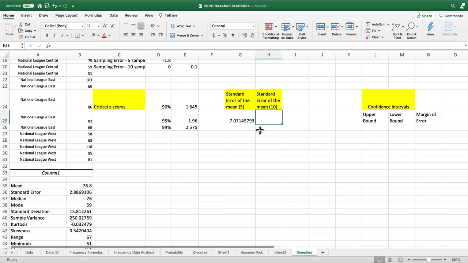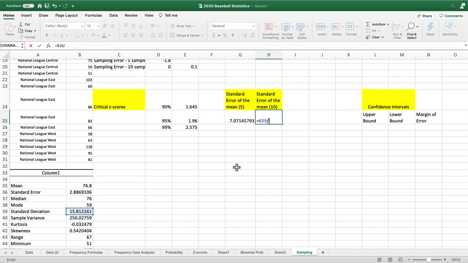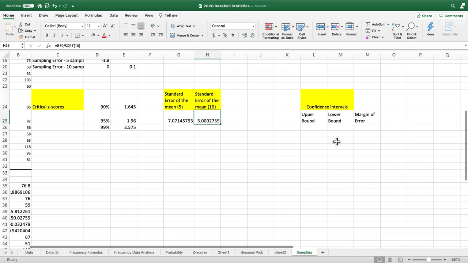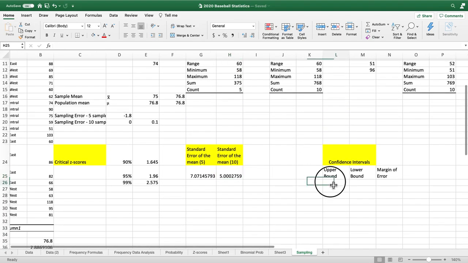We're just going to repeat that process with 10 instead of 5. So it equals our standard deviation of about 15 divided by the square root of 10, because that is our sample size. And now we get about 5. That's the difference in our standard error, and we need those to calculate our confidence intervals.